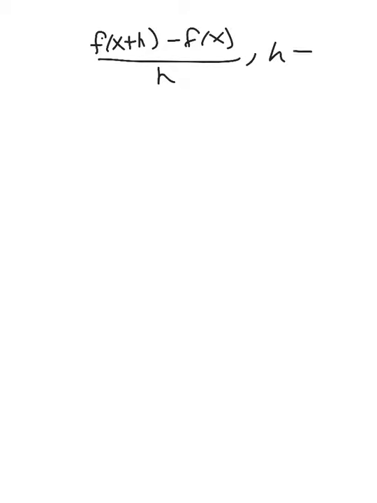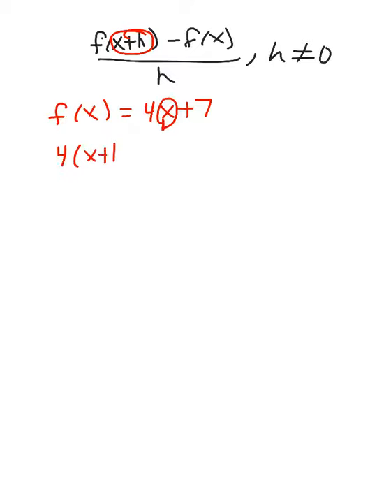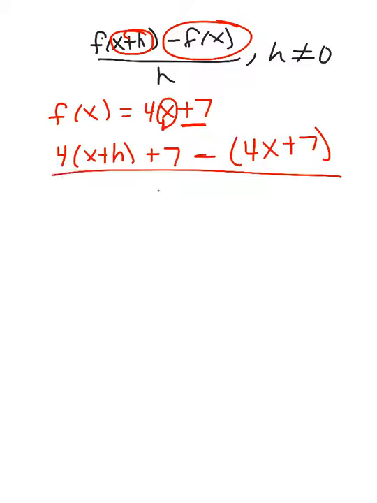Okay, so 7 is the difference quotient. So here's the formula, f of x plus h minus f of x over h. And h cannot be equal to 0 because then it's undefined. All right, so f of x is equal to 4x plus 7. So I start by taking, this is my input, and I input it in for my x here. So it's 4 times x plus h, then I have plus 7, minus, go back to the formula, minus f of x, which is a binomial 4x plus 7, over h.